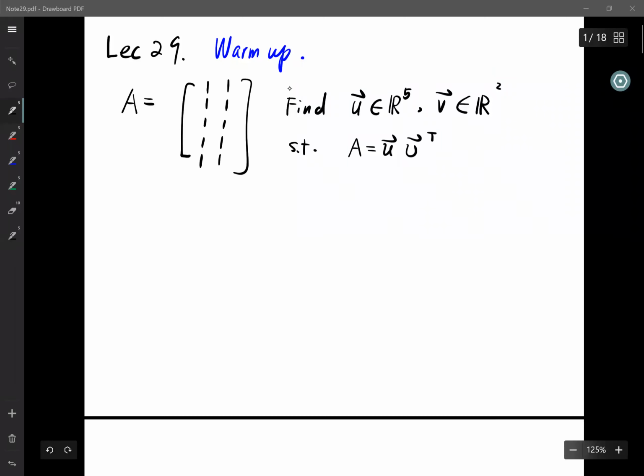Okay, let's start. The warm-up problem is that I give you this very simple matrix. A is 1, 1, 1, 1, 1. It's a 5 by 2 matrix, and I ask you to find U and V. One is a vector of size 5, the other is of size 2, such that A equals UV transpose. I'll give you a minute to think.